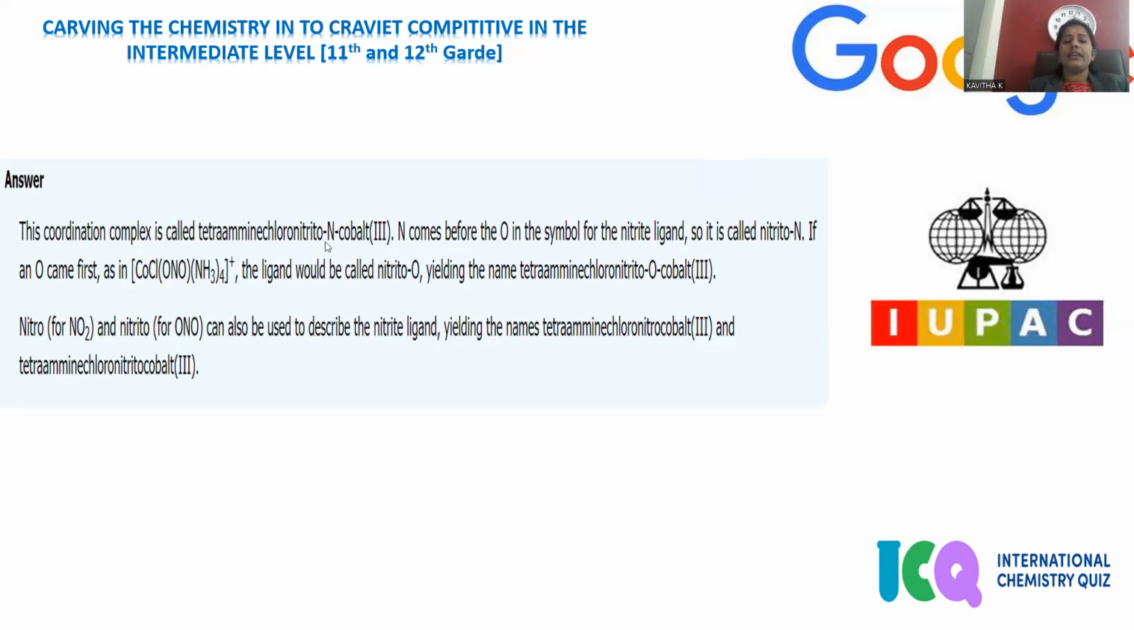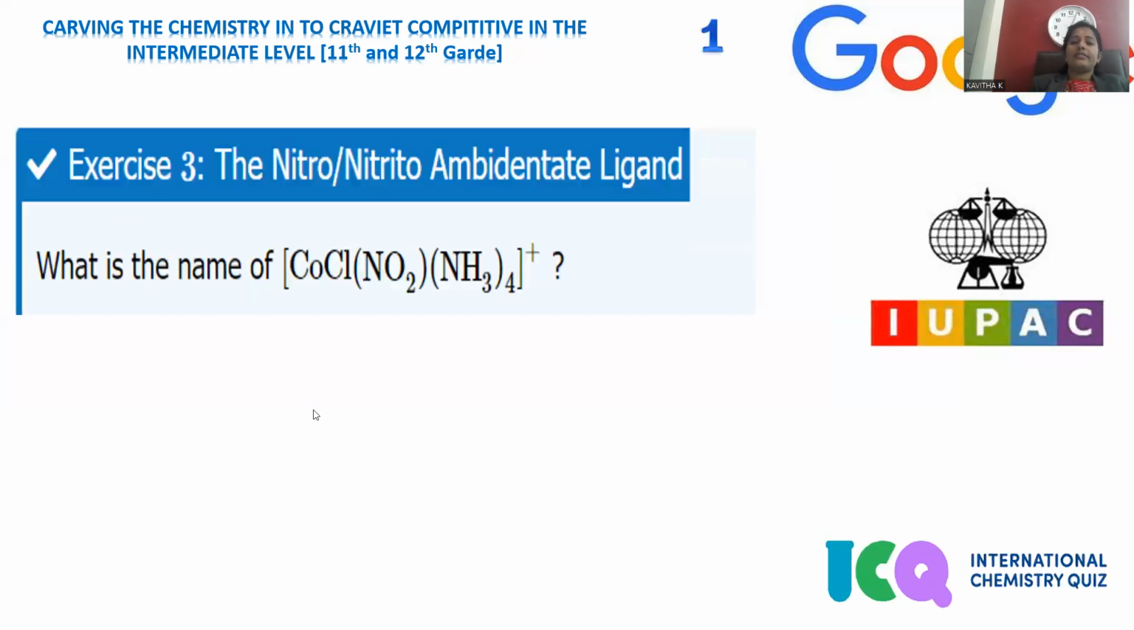Like this, but here N is mentioned for nitrogen as the electron-releasing one, right? So if oxygen is releasing, the entire name will be represented as tetraammine chloronitrito-O cobalt(III) cation, right? So this is the question related to the coordination complex in accordance with the IUPAC nomenclature.